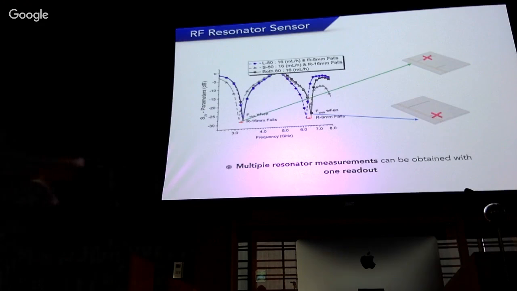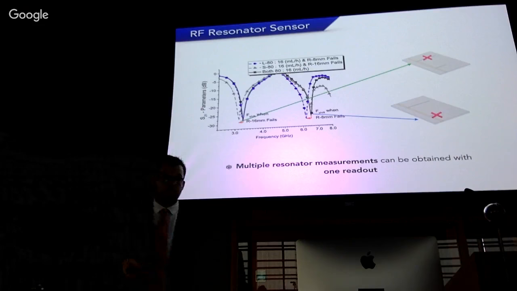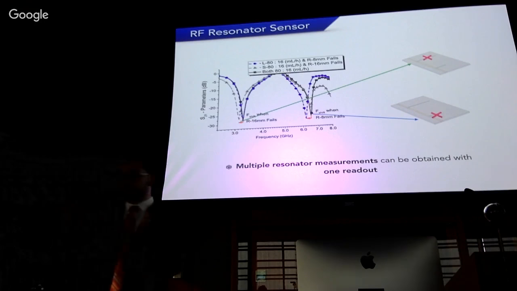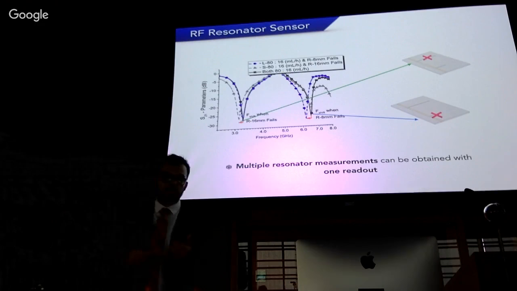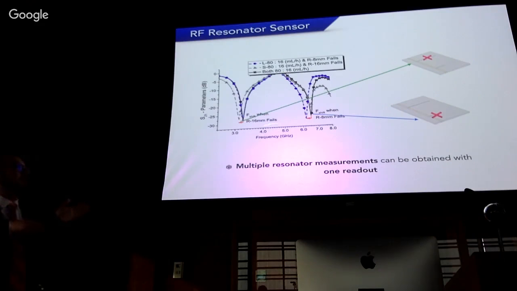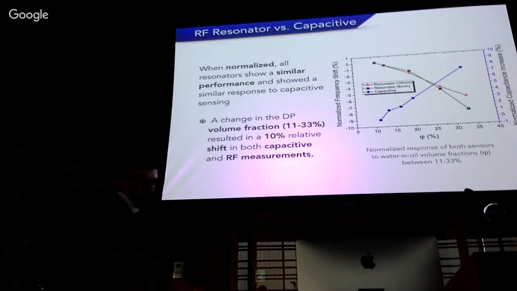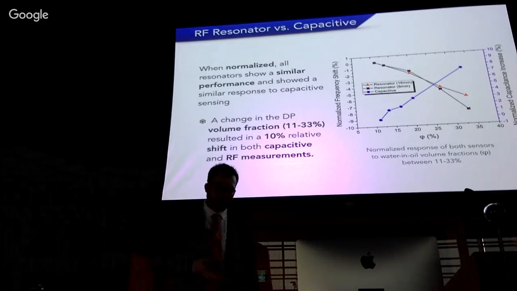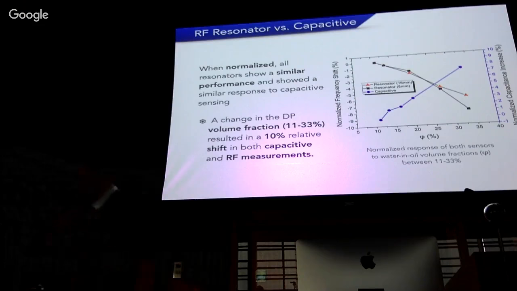And this means that we can design resonators or take measurements of different resonators with a single device, because the transmission line is very wide. And then you can design different resonators at different frequencies, and they operate independently. So when we normalize the value of the sensitivity of these sensors, we see that they actually have similar sensitivities.